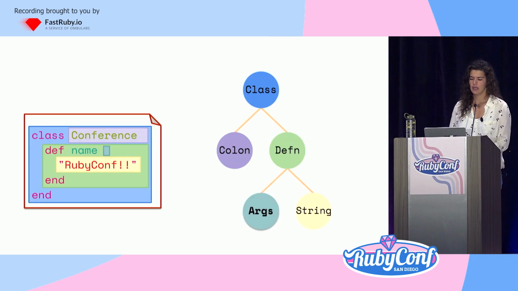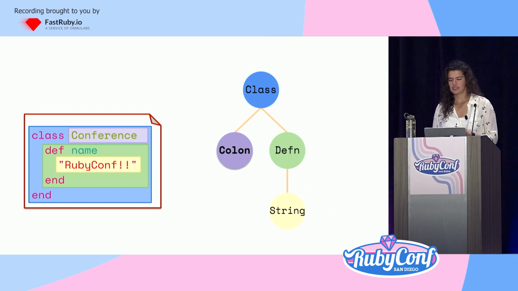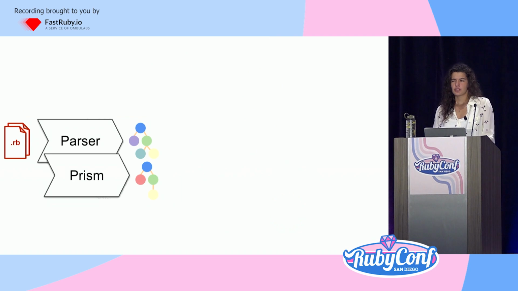I'm not going to walk through too many examples of differences, but if we look again at our previous snippet, this args node, as we mentioned, was empty, right? So it's not actually adding information to have an empty args node. Prism instead has nothing there at all. And there's a little bit of, in my opinion, clearer naming around Prism nodes. So for instance, instead of a colon node here for the conference name, you have a constant read node. And those are just some examples of how Prism's AST is different.